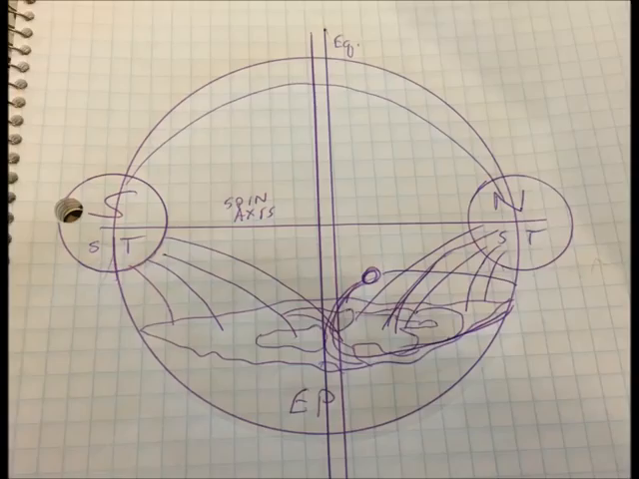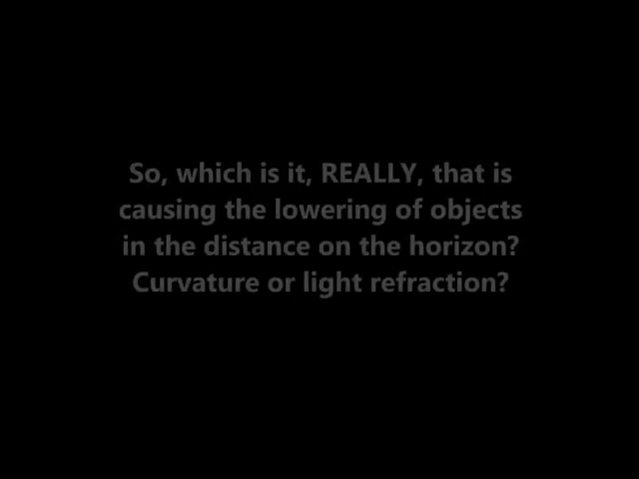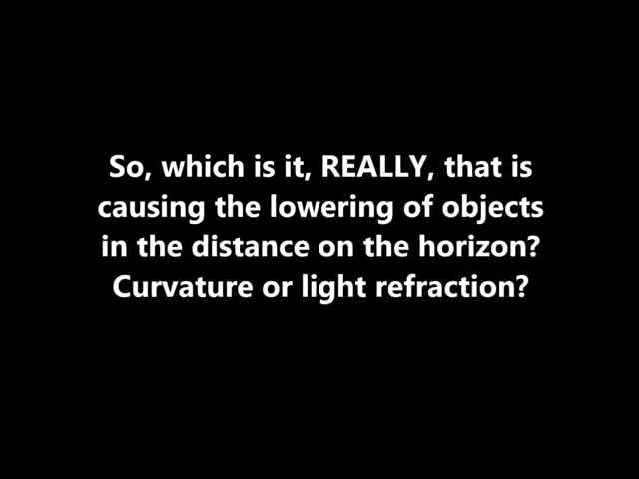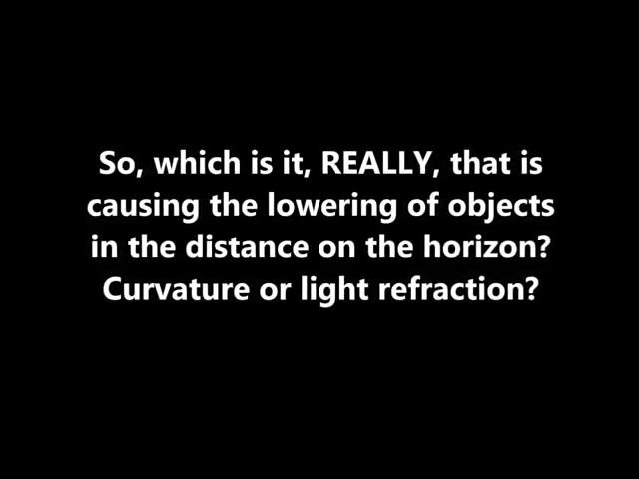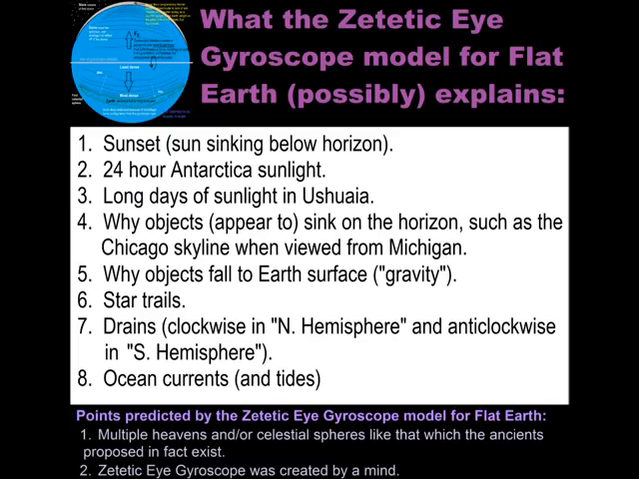So, the Zetetic eye gyroscope model describes in flat Earth terms why there can be the illusion of the lowering of objects in the distance on the horizon, including the sun forming the sunset. However, the question may linger in a viewer's mind, where one may wonder, how do we know with absolute precision that the appearance of the sunset and the lowering of objects in the distance on the horizon is in fact due to light refraction, a trick of light, rather than a curvature of the surface of the Earth? In other words, a person listening to this documentary may wonder to themselves, well, okay, curvature would explain the lowering of objects in the distance on the horizon, and perhaps light refraction would also. How do I know which one is correct? And we are going to explore that next.